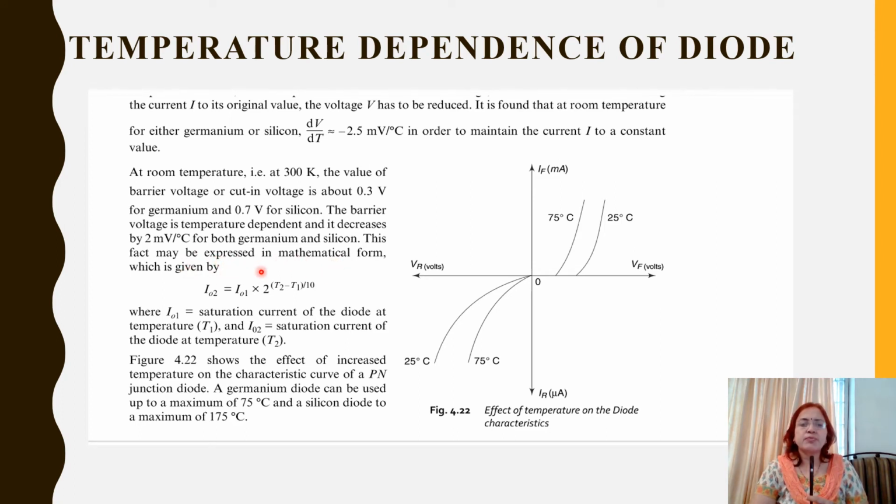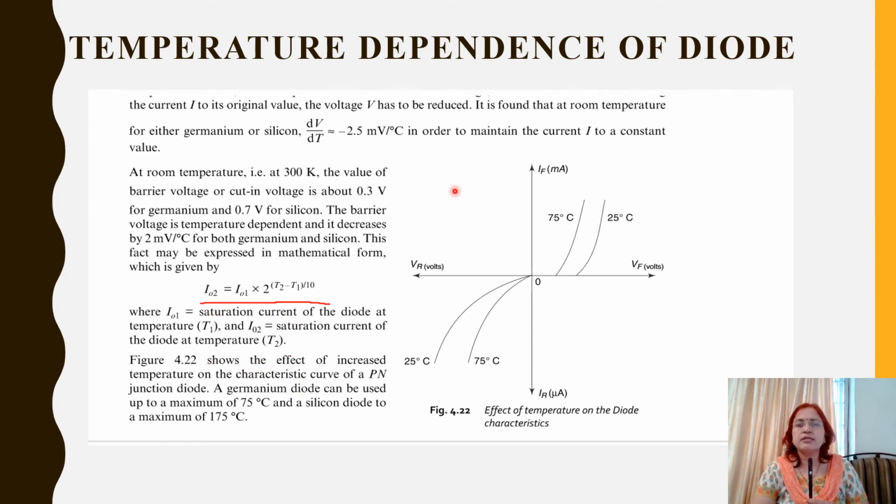This fact may be expressed in mathematical form, which is given by IO2 is equal to IO1 multiplied by 2 raised to T2 minus T1 upon 10, where IO1 is the reverse saturation current at temperature T1 and IO2 is the reverse saturation current at temperature T2. So using this equation you can find out the reverse saturation current at different temperatures.